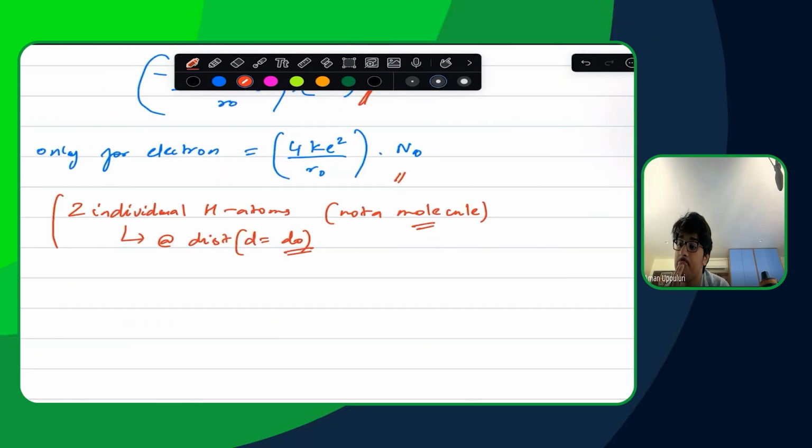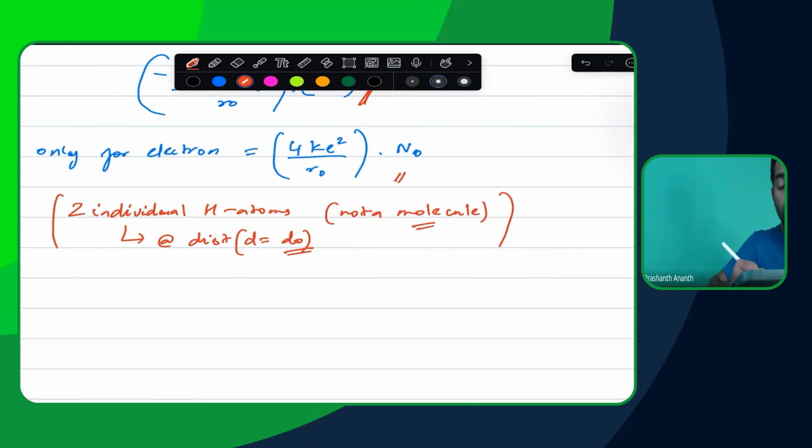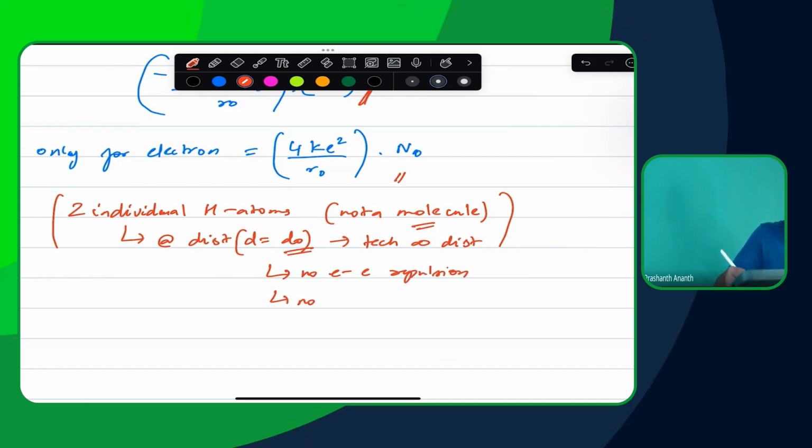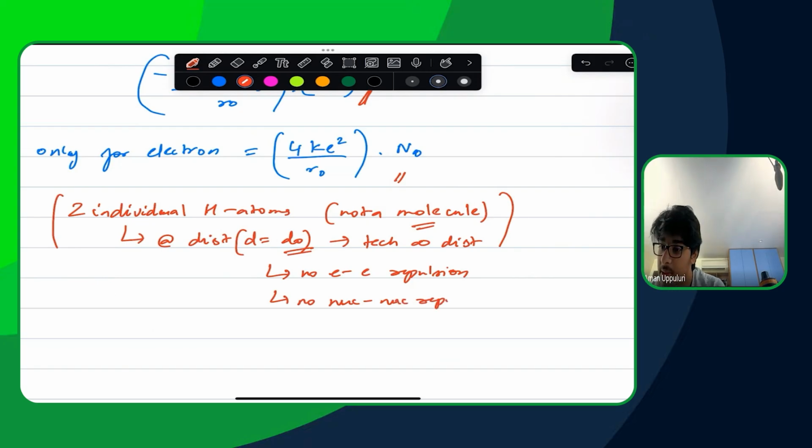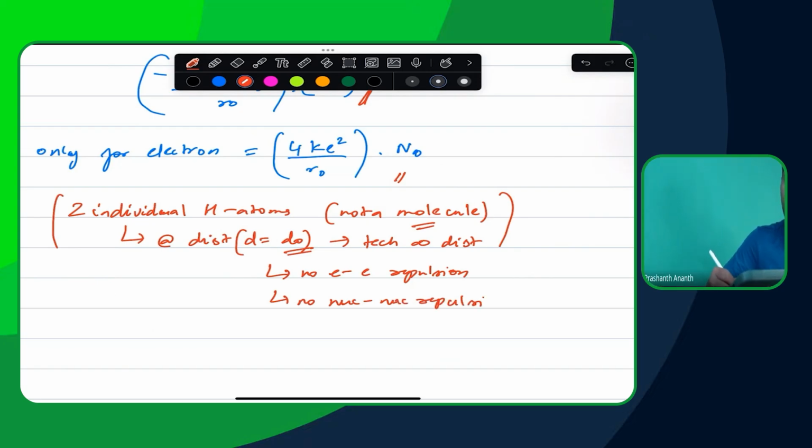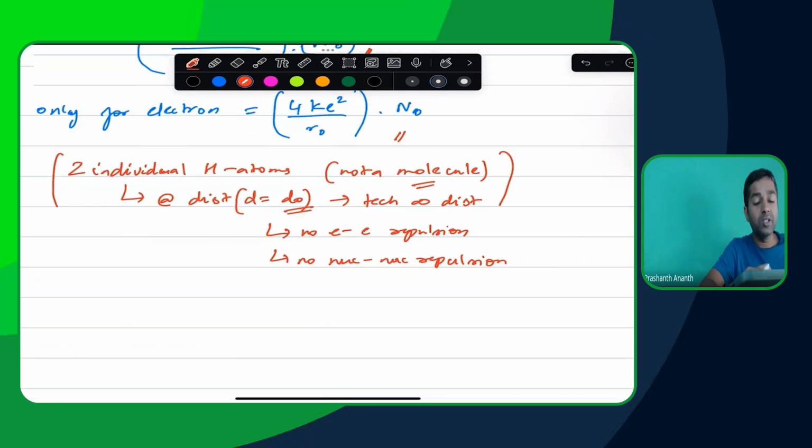So when you treat them as two individual hydrogen atoms, not a molecule, at distance d equal to d naught, technically infinite distance, effectively, that makes sense. You're going to have no electron repulsion and no nuclear repulsion as well. Only two nuclei and electron attractions. Yes, correct. So basically treat them bluntly as individual species over there.